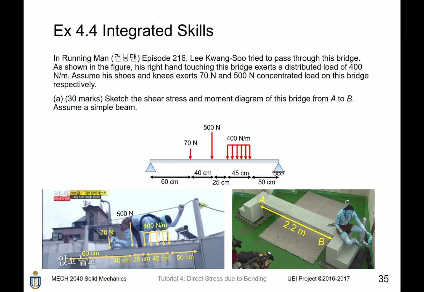In Running Man episode 216, Lee Kwang-soo tried to pass through this bridge, as shown in the figure. His right hand here, touching this bridge, exerts a distributed load of 400 Newton per meter, so his hand is here, okay? Assume his shoes and knees exert 70 Newton and 500 Newton concentrated loads on this bridge respectively. So his shoes here have a load of 70 Newtons, while his knee gives a 500 Newton load onto the bridge. Sketch the shear force and moment diagram of this bridge from point A to B. Assume it is a simple beam.